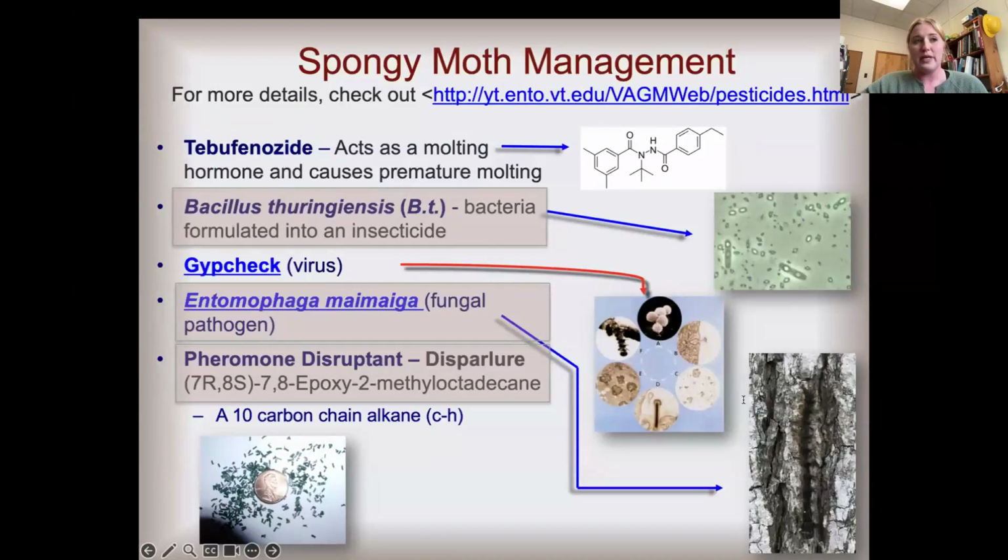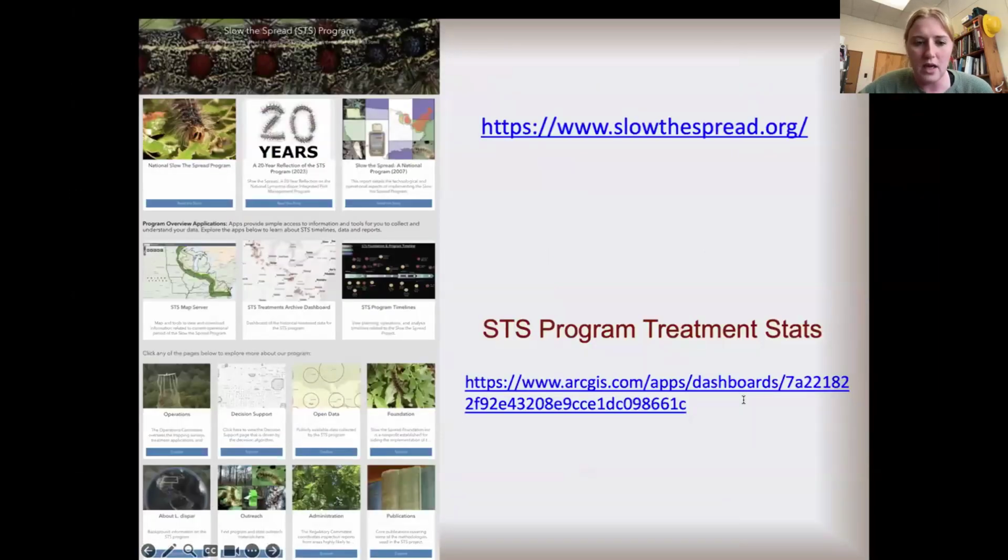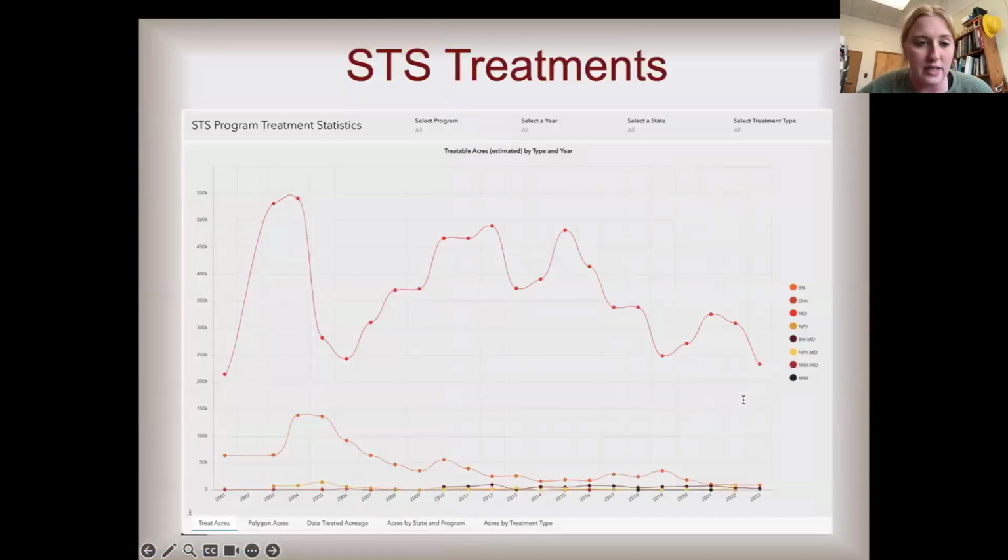It's been pretty cost competitive, and it's super effective in managing these populations when they're at low to moderate population sizes. This is the Slow the Spread program, and this is what the website looks like. Again, I can pass out these links if anybody's interested. This is the archive dashboard for the treatments that have been used in the past. They have these treatment statistics since the early 2000s, since Slow the Spread has been implemented.